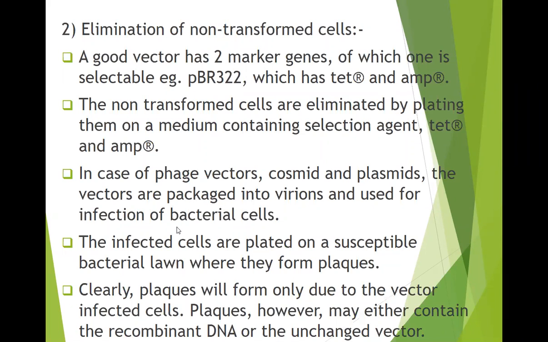We also have studied phage vectors, bacteriophage vectors, cosmid vectors or phagemid vectors. In all those vectors, after the recombinant DNA molecule is produced, it is packaged into a virus particle, and these virus particles will be used for infection of the bacterial cells. These infected cells will then be plated on the bacterial lawn. If you remember, all this we have studied while studying bacteriophage vectors, the lambda replacement vectors. How the selection of recombinants is done, we studied in detail.